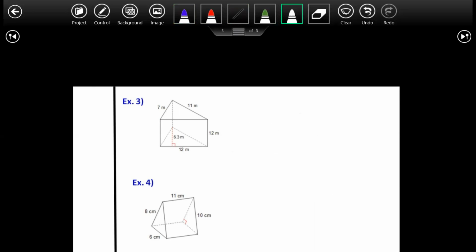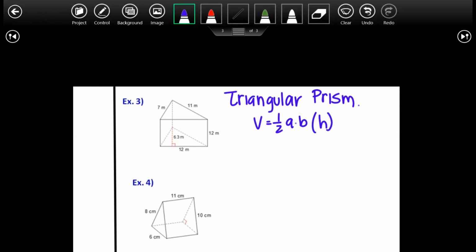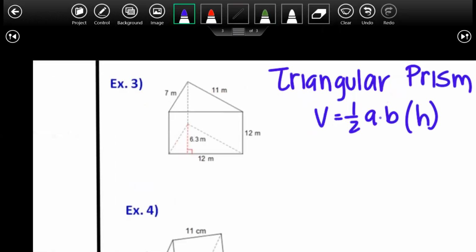Now, what type of figure do I have on this one? Triangular prism. With this one, our volume is going to be equal to 1/2 AB times H. These ones might be a little bit trickier, not by much, but you've got to be able to see it. Look for the ones that have the 90 degrees.